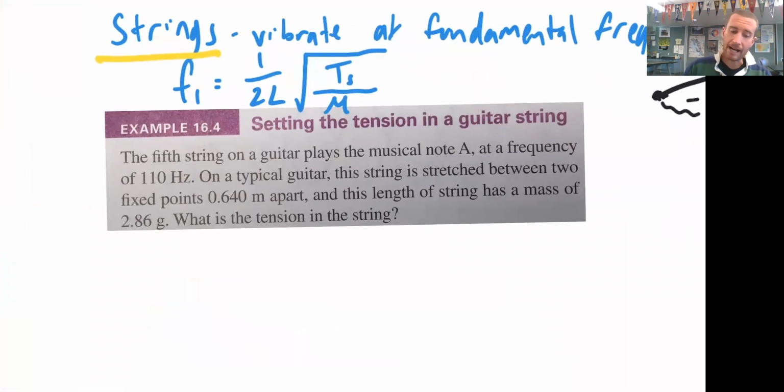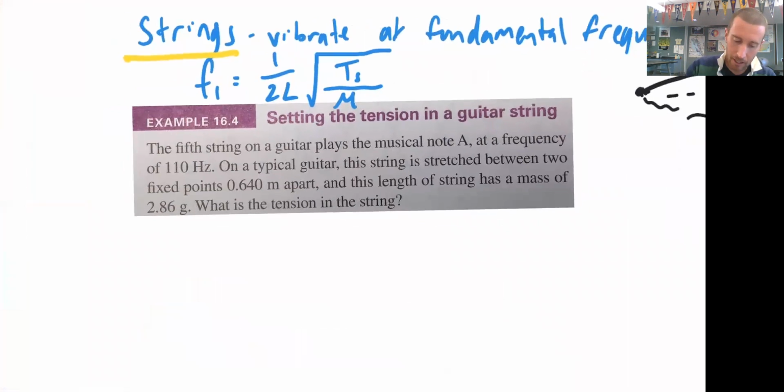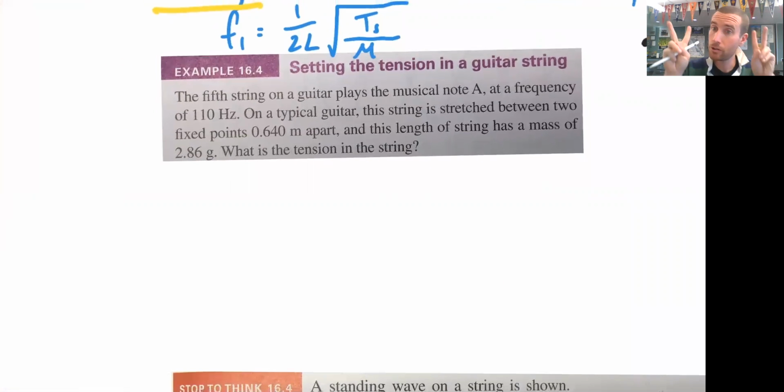Let's do a little practice problem, setting the tension in a guitar string. We could also call this tuning the guitar string. The 5th string on a guitar plays the musical note A at a frequency of 110 hertz. On a typical guitar, this string is stretched between 2 fixed points 0.64 meters apart, 64 centimeters. And this length of string has a mass of 2.86 grams. What is the tension in the string?